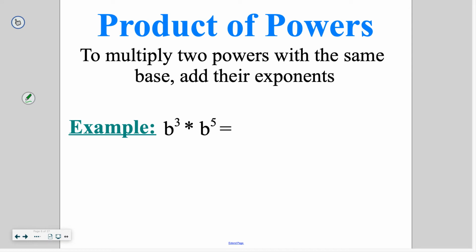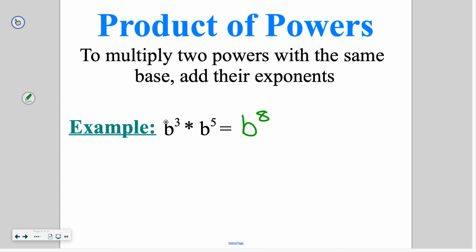Our first property that we're going to look at is called the product of powers. So this says when multiplying 2 powers with the same base. So notice we've got group 1, group 2, there's 2 of them, and they've got the same base. Both of them have b. We're going to go ahead and add their exponents. Why does this happen? So the answer is going to be b to the 8th.